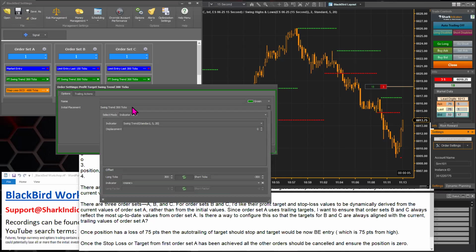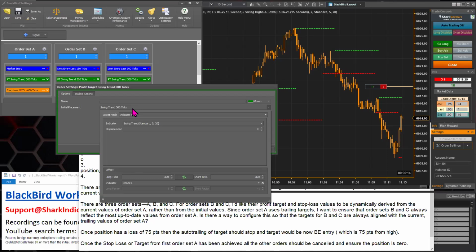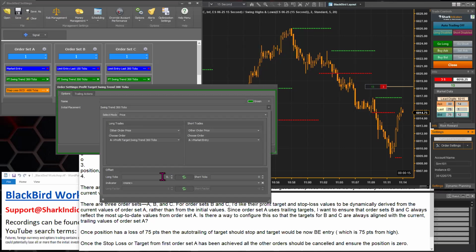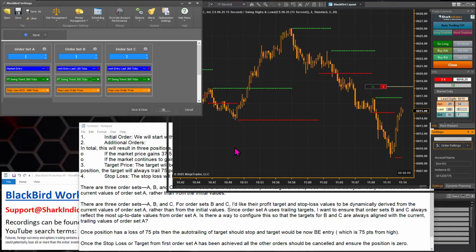But just for good measure, I'm going to go and use the other order price option here. So we want to match the profit target for A. There we go. Switch that over, and clear out the offset there. Yeah, we want it to match exactly. So there we go, made that change.